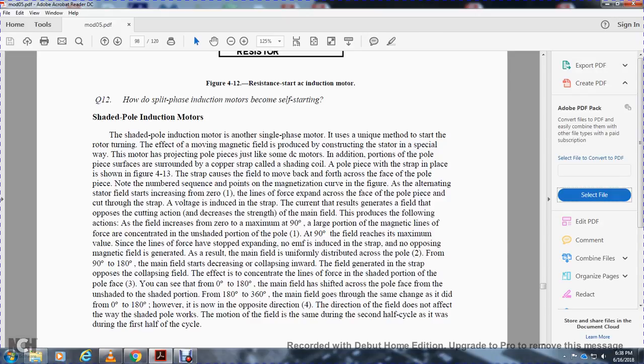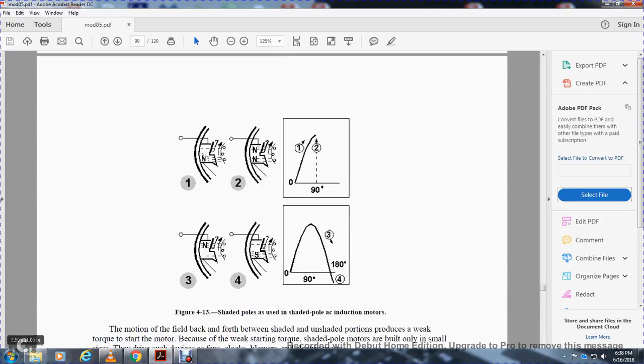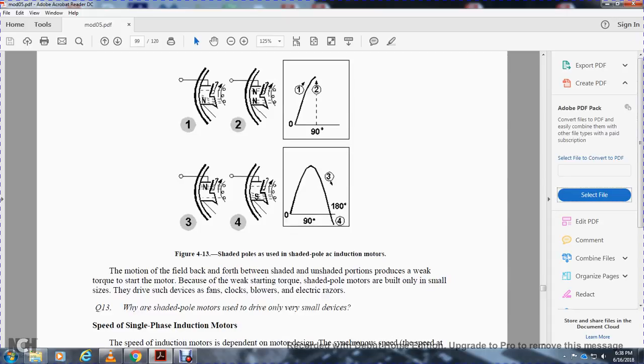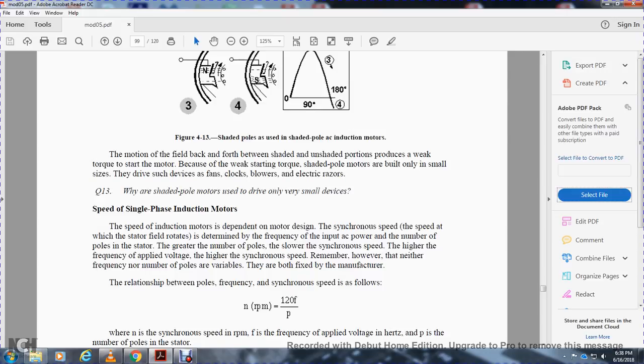the main field goes through the same change as it did from 0 to 180 degrees. However, note its opposite direction, for the direction of the field does not affect the way the shaded pole works. The motion of the field is the same during the second half cycle as it was during the first half cycle. Figure 4-13 shows the shaded pole used in shaded pole AC induction motors. The motion of the field back and forth between the shaded and unshaded portions produces the weak starting torque of the motor.